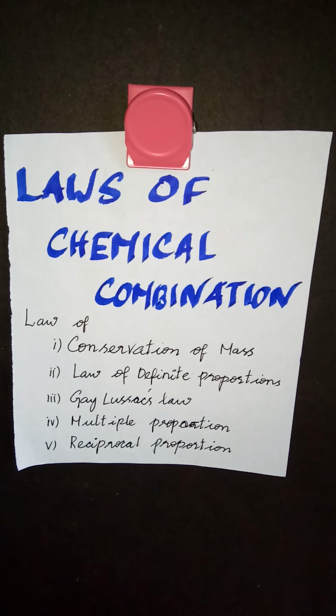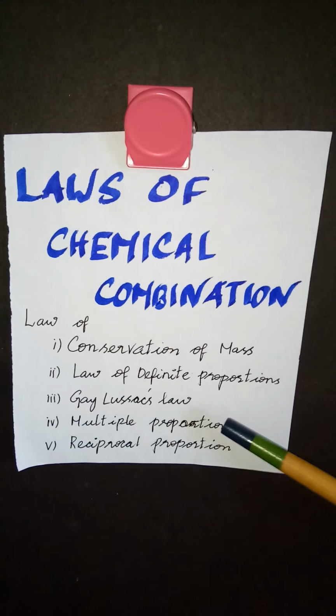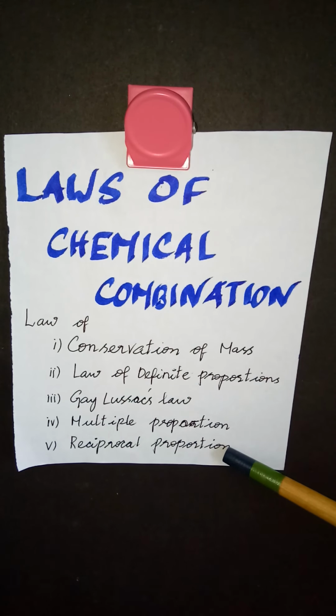One of the most important aspects of the subject of chemistry is the study of chemical reactions. You would have studied in lower classes a lot of chemical reactions. These chemical reactions take place according to certain laws, and those laws are called the laws of chemical combination. There are many laws, but today I'm going to list a few laws here. Law of conservation of mass, law of definite proportions, Gay-Lussac's law, law of multiple proportion, and the law of reciprocal proportion. These are the laws of chemical combination.